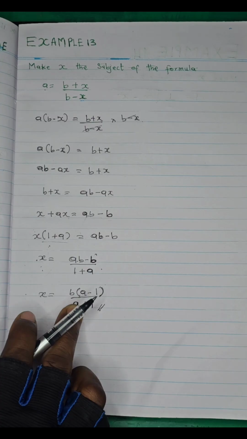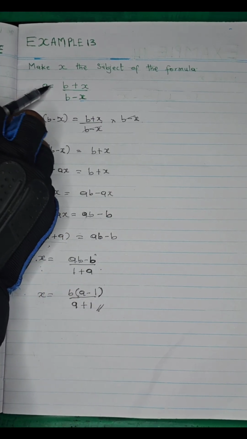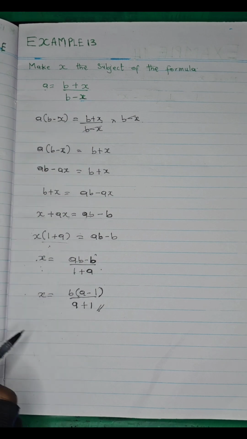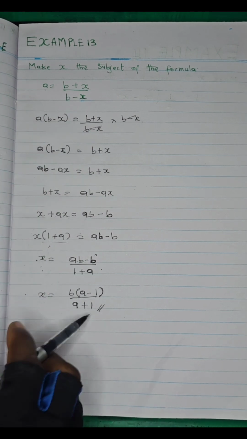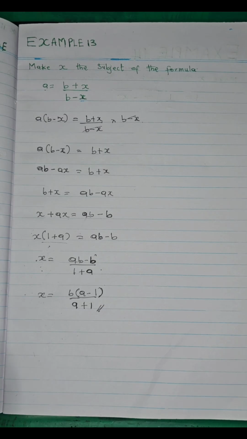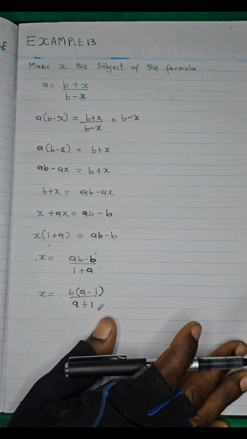This is it. So what it means is that when you are solving for an expression, maybe you are given b and a and you are told to look for x, just substitute the values of b and a in this equation, and you are going to get the real value of x as related to this equation. So let's go to the next example.